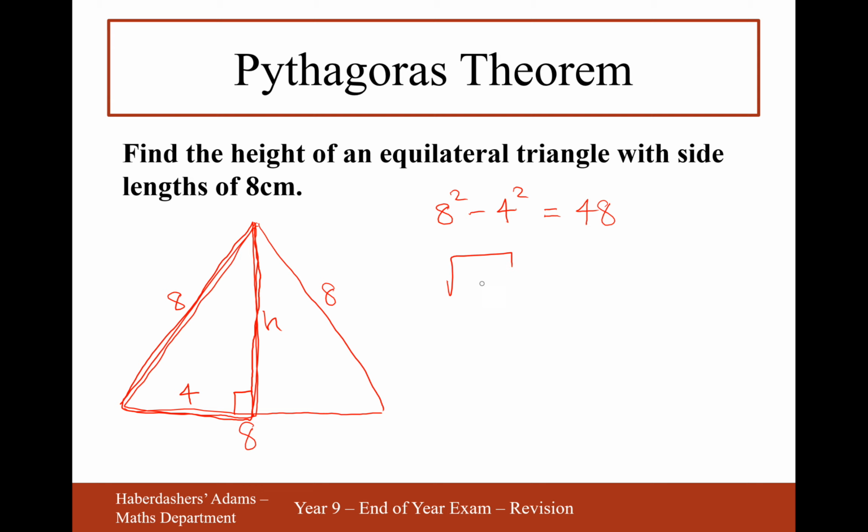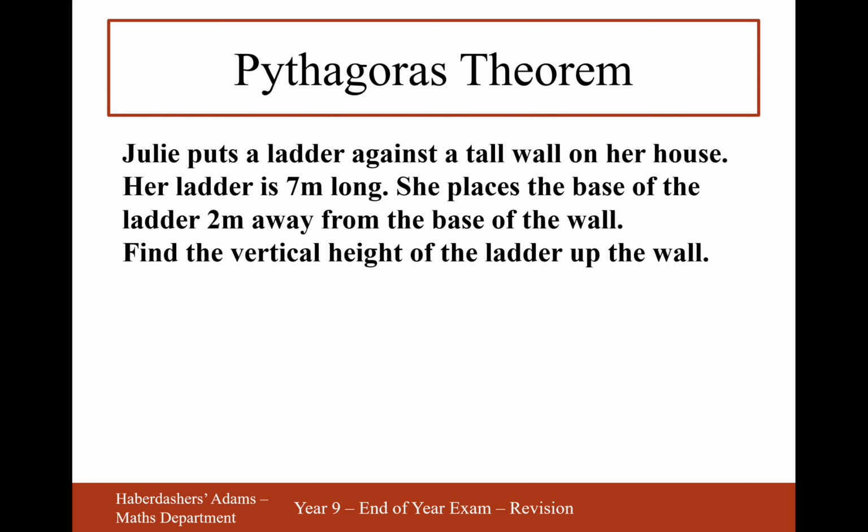And the last thing to do will be to square root the 48. Square root 48. That will give me 6.93 centimeters, and there we have it. That's the height of the triangle, 6.93 centimeters. So again, it's taking a shape that you're given and forming the right angle triangle, because Pythagoras' theorem only works with right angled triangles.